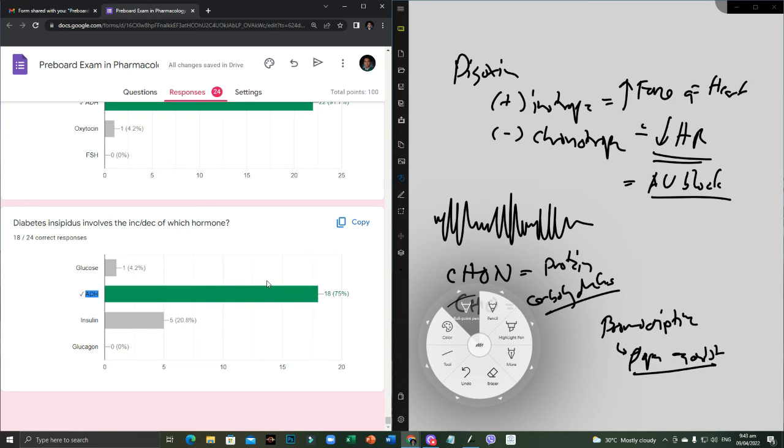Alright? And that's pretty much the end of our rationalization of our pre-board exams. Okay, so hopefully, class, you learned something. Okay, and you'll be able to apply this not only in your board exams, but also in your practice as a pharmacist soon.